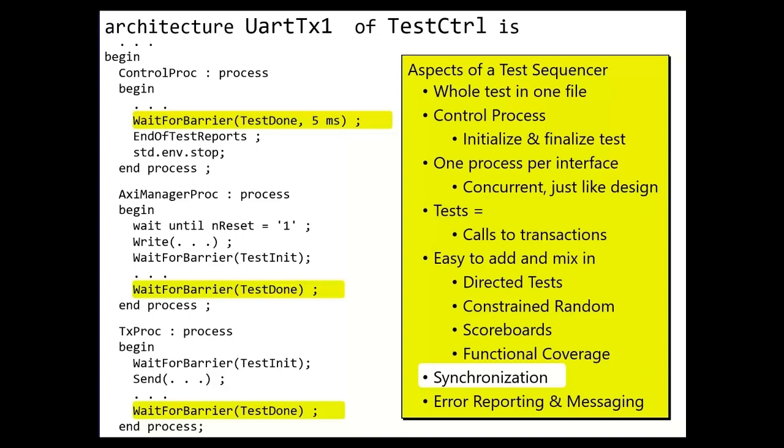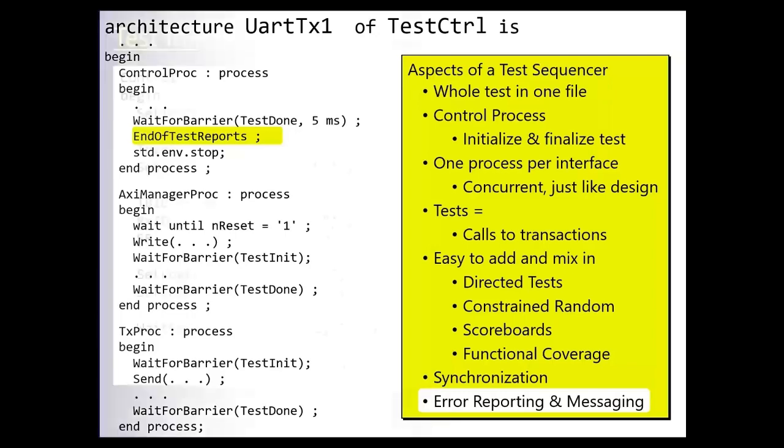While the test is running, we're checking errors and accumulating errors in our alert log data structure. So when we get to the end, we can call end of test reports, and this is going to do a really good job reporting our errors and doing messages, creating the start of our reports, which the scripts will finish up for you.